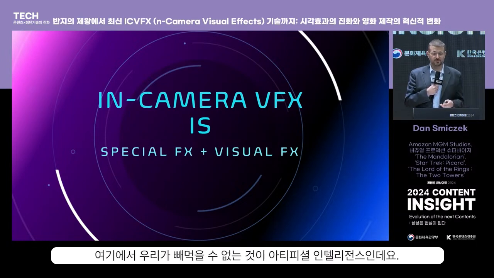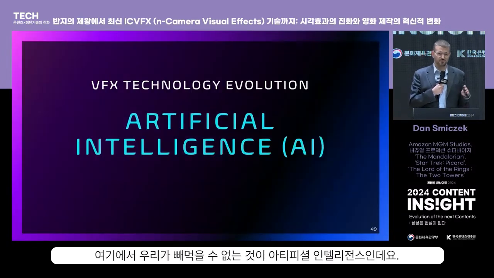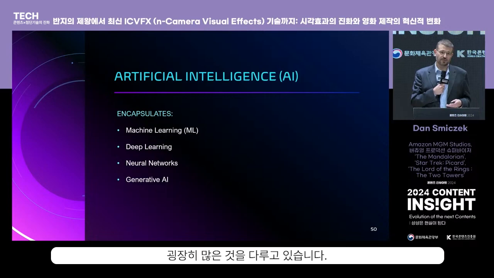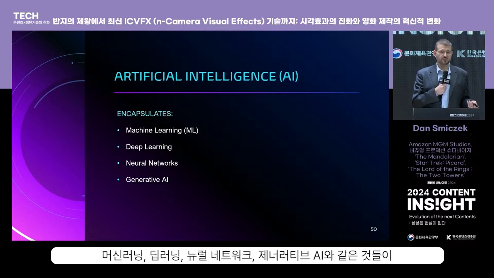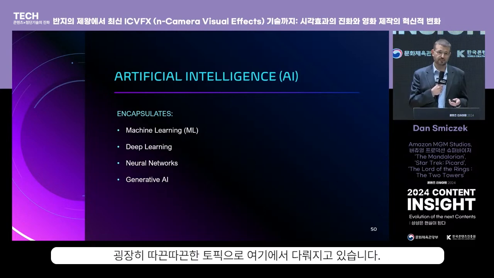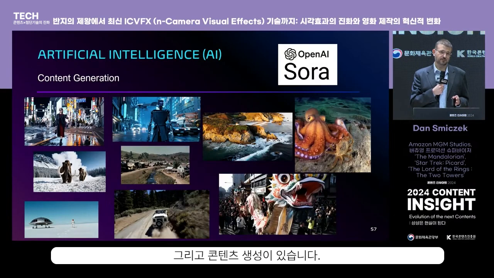I could definitely go on about that one forever, but I want to move on to one more technology evolution, artificial intelligence. It's a big buzzword right now. What is AI? Well, it's a blanket term. It covers a lot of different things. Machine learning, deep learning, neural networks, generative AI, which is a hot topic, and the big one, content generation.